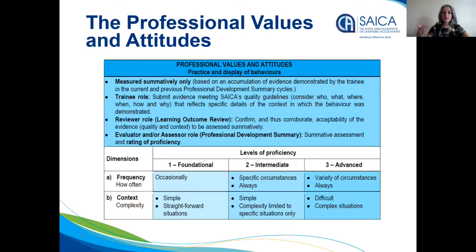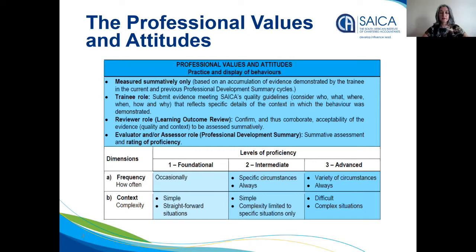The difference between the advanced and the intermediate frequency is that sometimes trainees are only presented with a certain set of circumstances within the training contract. So we've made an allowance in the decision tree that a trainee can still get to an advanced level of proficiency, even though the types of scenarios that they encounter during the training contract might be limited. What we're really pushing for is that the trainee is able to show up in the same way, no matter what they are presented with.